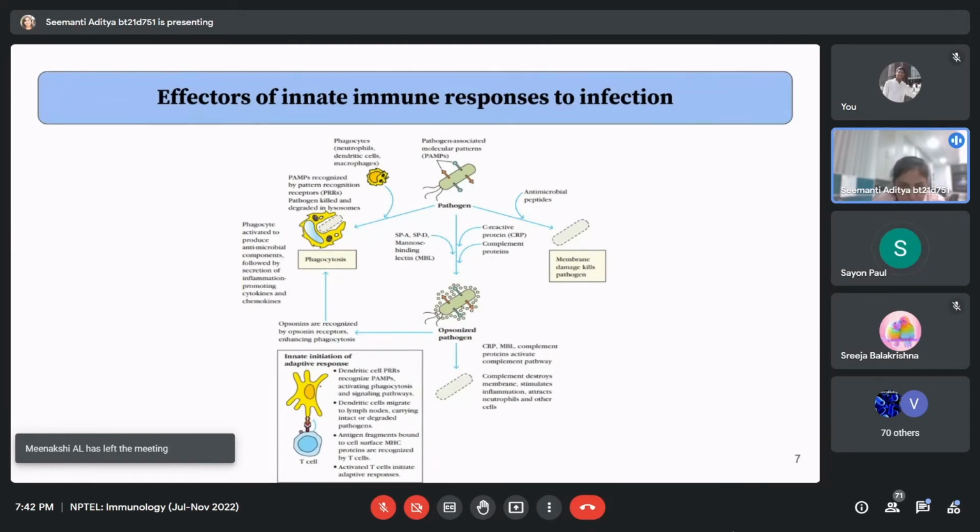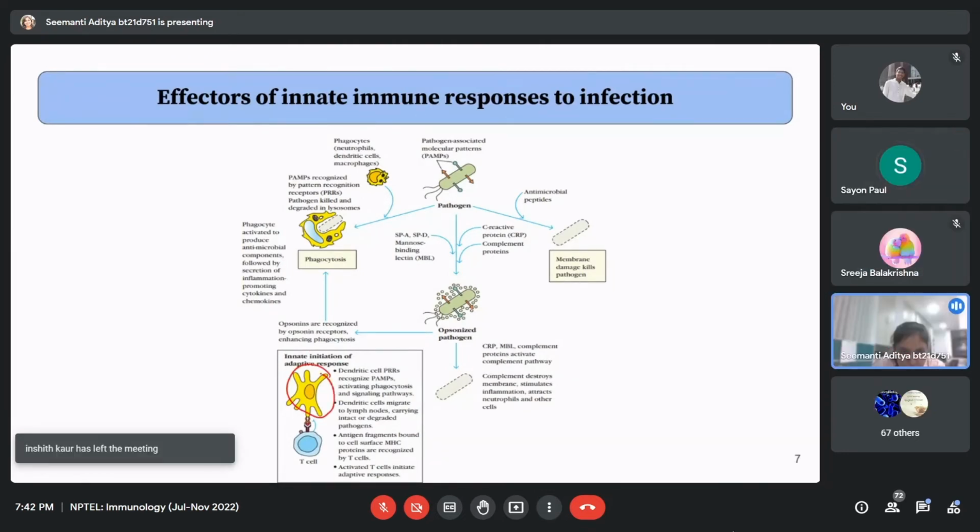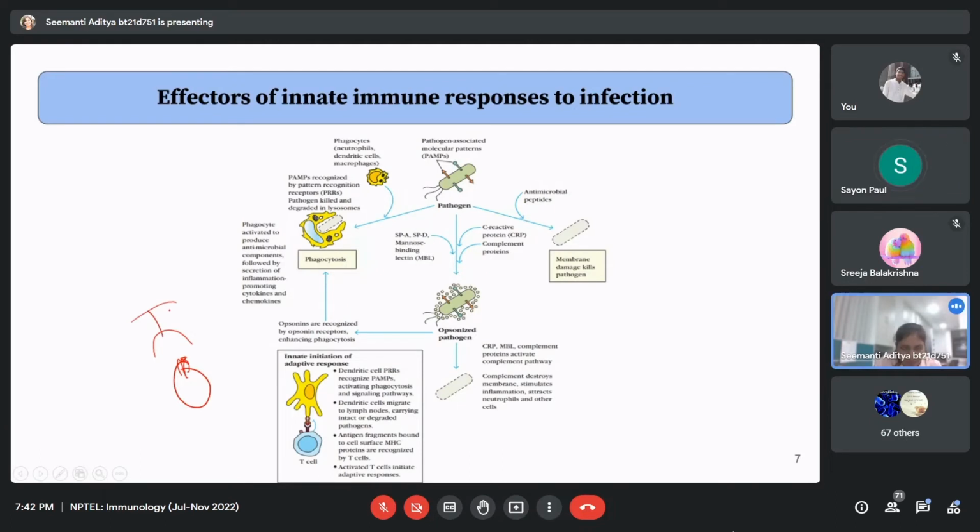See, you are seeing this dendritic cell, right? This dendritic cell will engulf the pathogen inside it, and the pathogen will be cleaved into small pieces. Then it will have an MHC molecule that will bind to these small peptides that are already cleaved. And then it will bind to the T cell receptor.